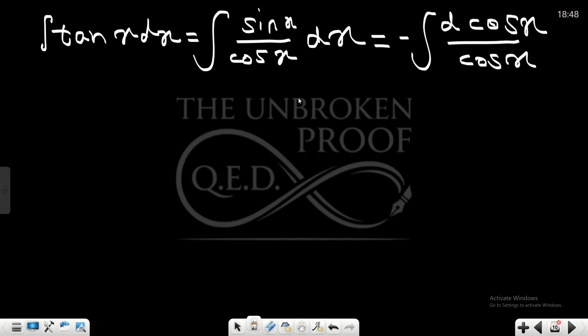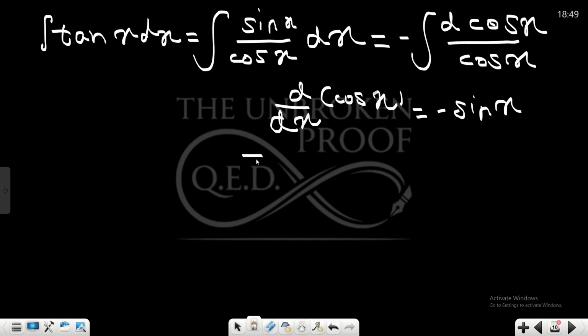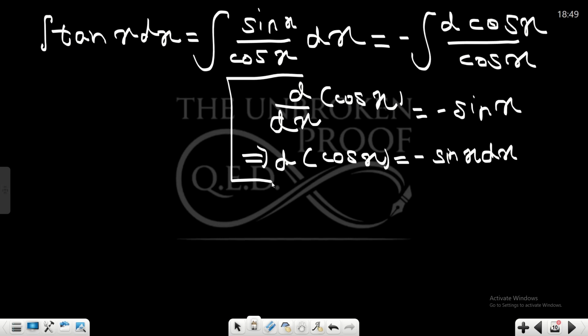Now we know that d by dx of cos x is equal to minus sin x, so this implies d of cos x is equal to minus sin x dx, and if you move this minus from RHS to LHS, you'll get the one which you have written in the conversion from second to third.